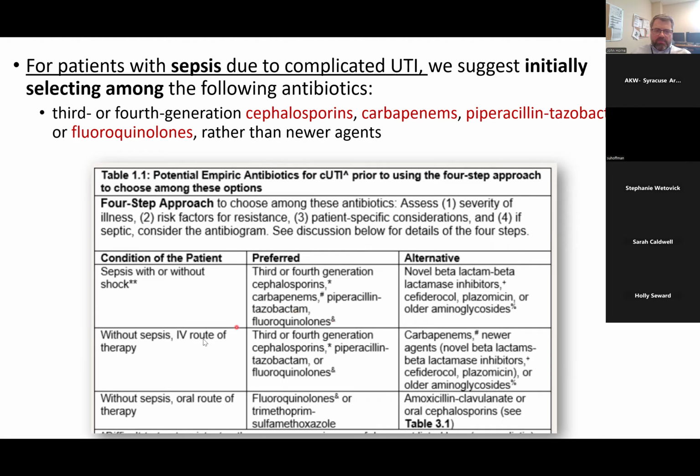And then IV route of therapy, same idea. They have cephalosporins, Zosyn, fluoroquinolones. They don't have carbapenems here. They have carbapenems in sepsis or septic shock. And then alternates, these are things that they don't recommend giving.